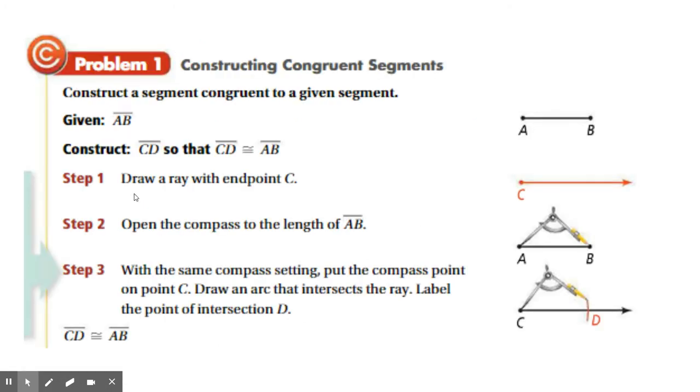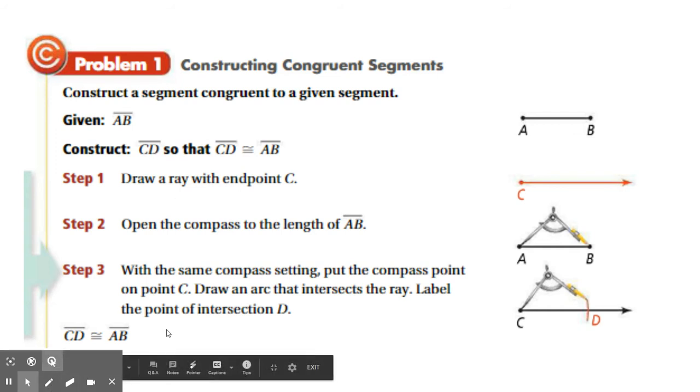So what I've done is I've copied the steps from the book. I'm going to demonstrate them for you, and then your job is just to repeat it. This first one is going to be done in Desmos Geometry, and then the last three will be done in Delta Math. Okay, so we're going to construct a congruent segment. We're going to start with segment AB, and we need to construct segment CD so that AB and CD are the same length. All right, so let's get to it.